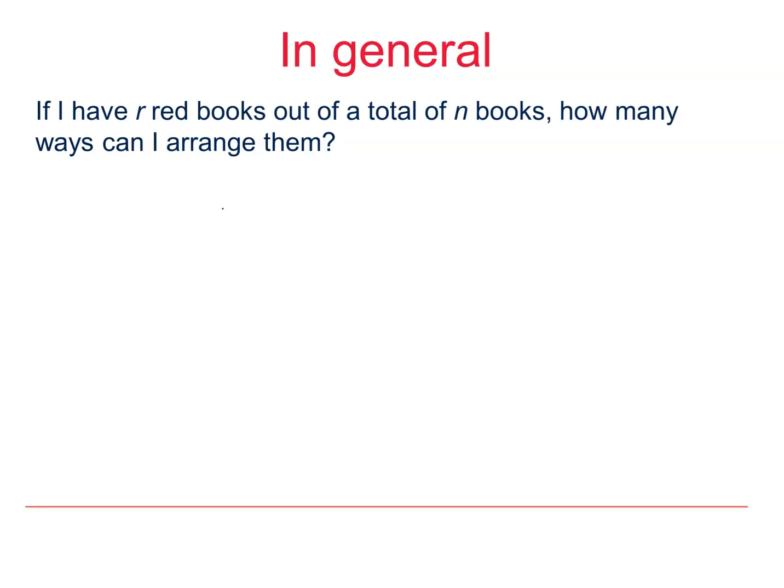OK, if I have R red books out of a total of N books, then there are N factorial ways of arranging all the books. And then for each of these options, there are R factorial ways of arranging the red books. And there are N minus R blue books left, so N minus R factorial ways of arranging the blue books, giving this total.